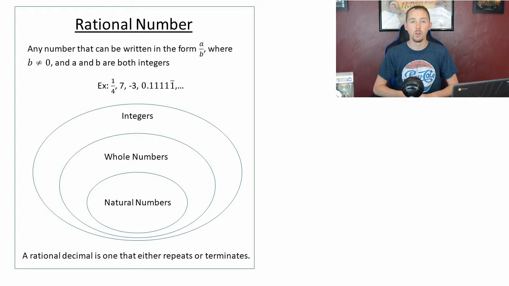Now, what about decimals? Well, some decimals are also rational numbers. Decimals that either repeat or terminate, meaning that they have a stopping point, are rational numbers. Numbers like 0.11111 repeating, that's a rational number. Or the number 0.25. That's rational because that's also the same as 1/4.